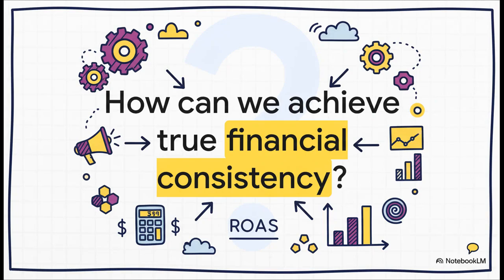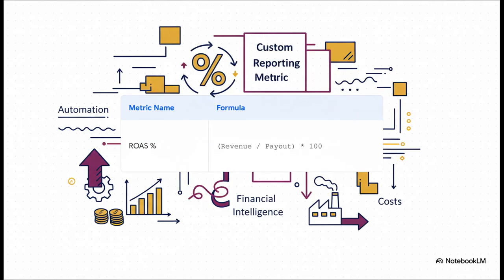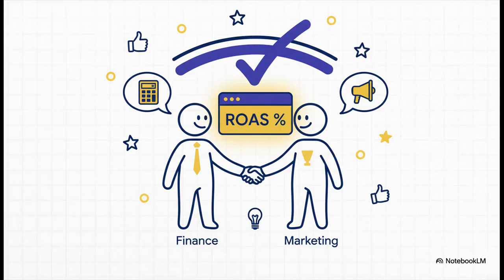Okay, our first use case tackles a massive challenge: financial consistency. How do you get everyone from the marketing team to the finance department to actually agree on what return on ad spend really is? The solution is to create one single official metric. We'll call it ROAS%. The formula is incredibly simple. Just take your revenue, divide it by what you spent on ads, your payout, and multiply by 100 to turn it into a percentage.